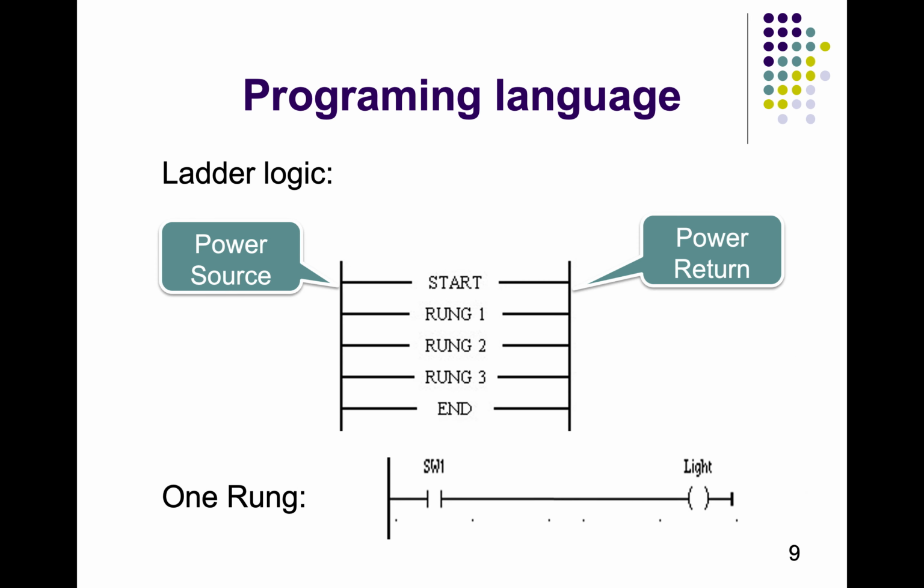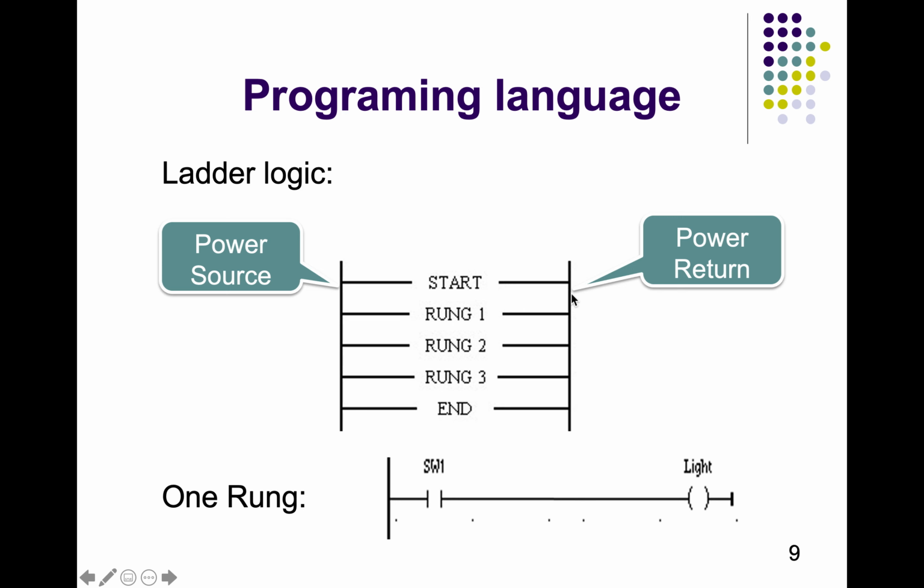Then the programming language used in a PLC is known as ladder logic, and it derives its name from the structure of that programming. So it looks like a ladder. And here we have two lines, one vertical line on the left hand side, one vertical line on the right hand side. The vertical line on the left hand side is known as the power source, and the vertical line on the right hand side is the power return.